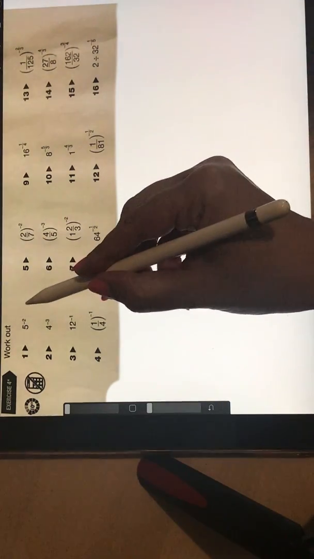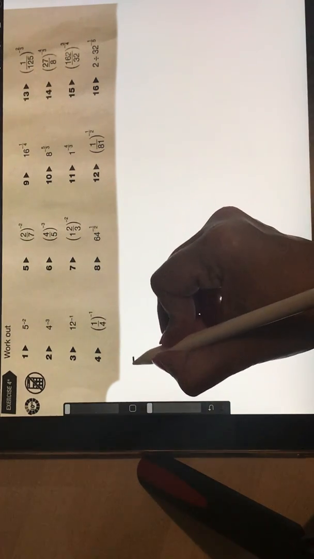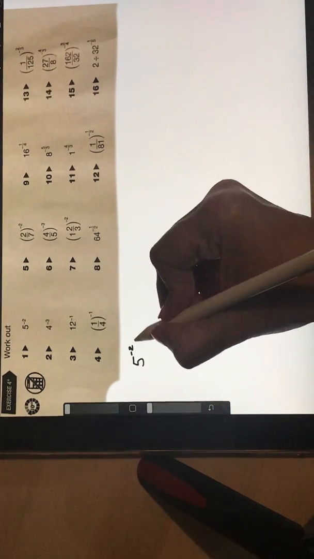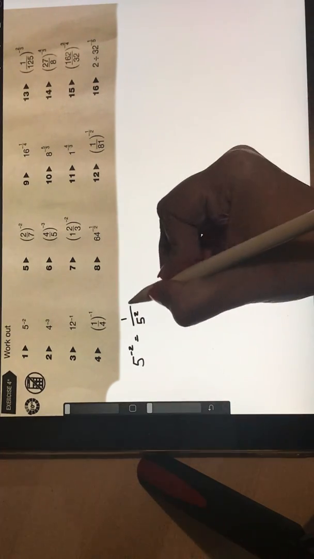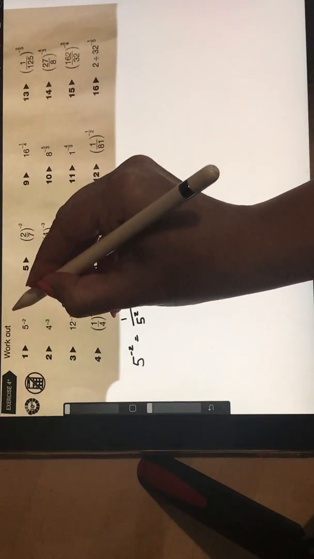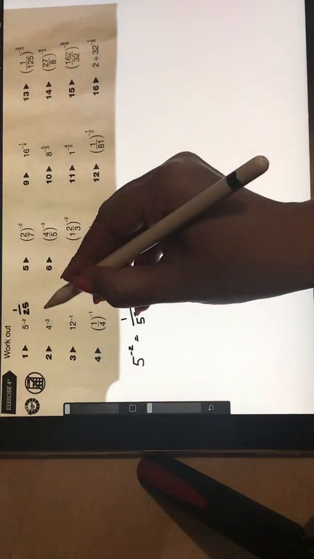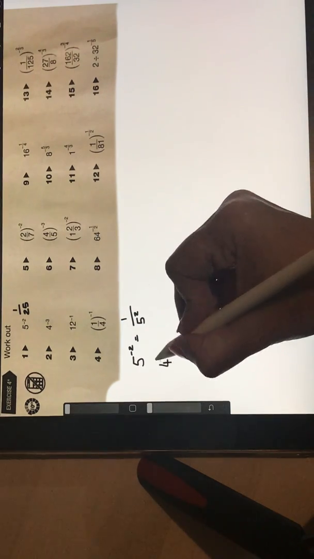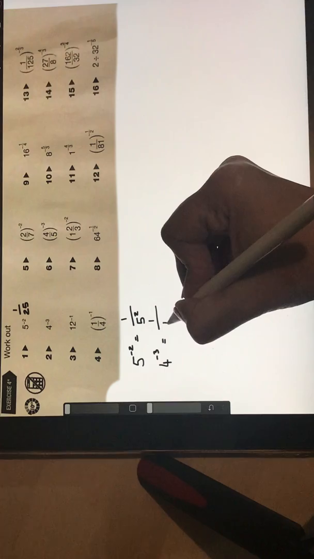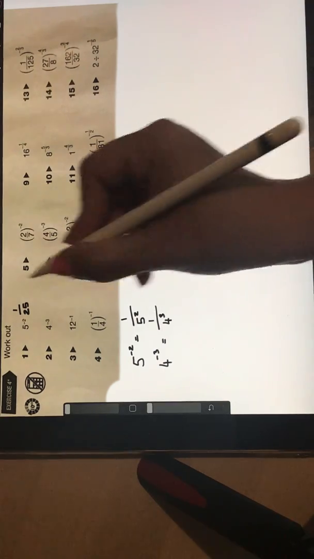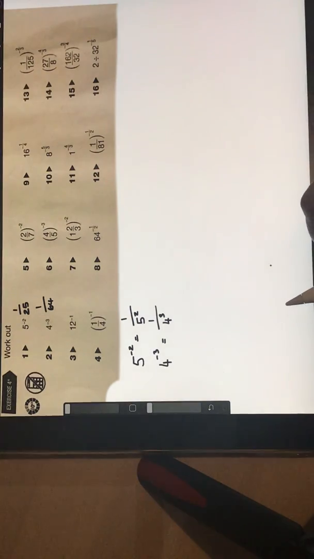Right, so for number 1 it's a simple question of 5 to the power of negative 2, and when we have a negative indice we need to change it from the numerator into the denominator, and 1 over 5 squared is 1 over 25. For number 2 we've got 4 to the power of negative 3. The same rule applies. It's 1 over 4 to the power of 3, and 4 to the power of 3 is 64, so it's 1 over 64.